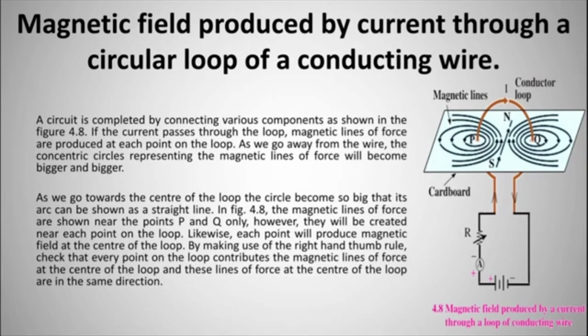By making use of the right hand thumb rule, check that every point on the loop contributes magnetic lines of force at the center of the loop, and these lines of force at the center of the loop are in the same direction.